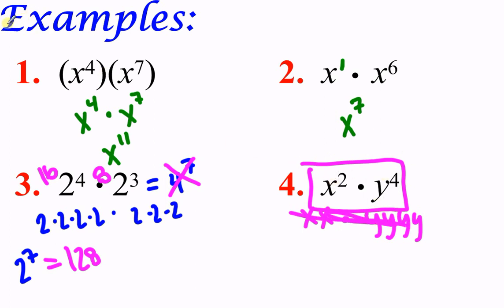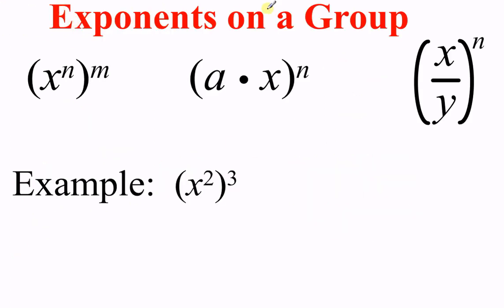Okay, so the next one that we'll do is exponents on a group. Notice how it's got parentheses here. That's what I mean by a group. It's just some items that are collected together inside of parentheses. So the first type here is if you have a power already established on a base, and then outside of the group is another power waiting to go into effect here.